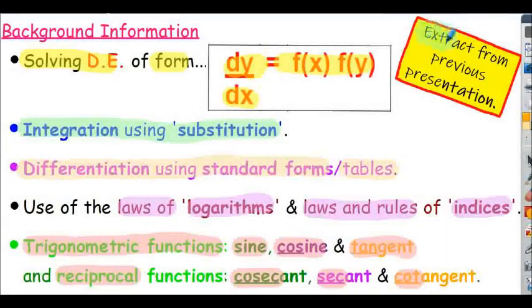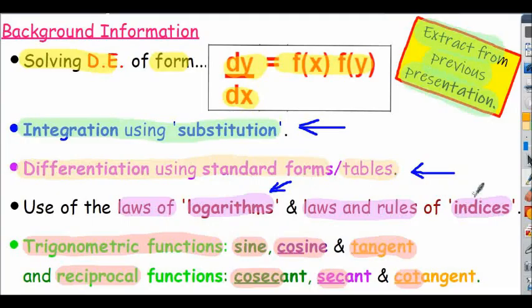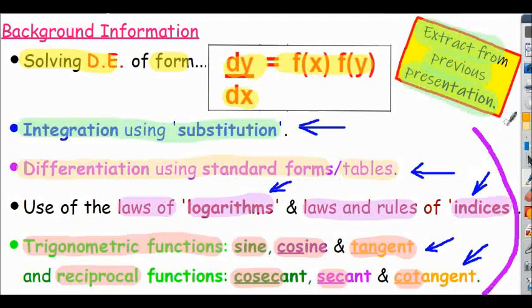I will show a few brief extracts from the previous presentation, purely for reference here. One of the problems with solving this type of differential equation is it requires lots of underpinning knowledge. For example, we sometimes require the use of integration using substitution, also to be able to differentiate using standard forms. You need to be able to apply the laws of logarithms, the laws and the rules of indices, and also be aware of our trigonometric functions, sine, cos and tan, and be aware of their reciprocal functions, cosecant, secant and cotangent. And this is the major contribution to the complexity of these particular type of problems.